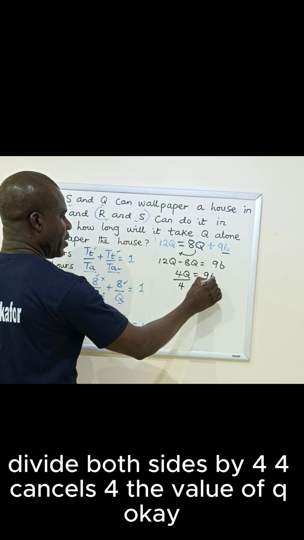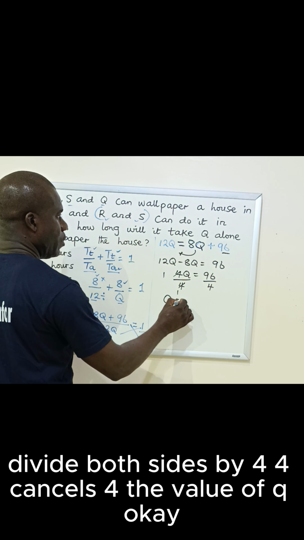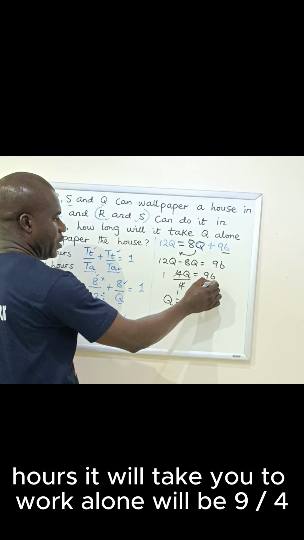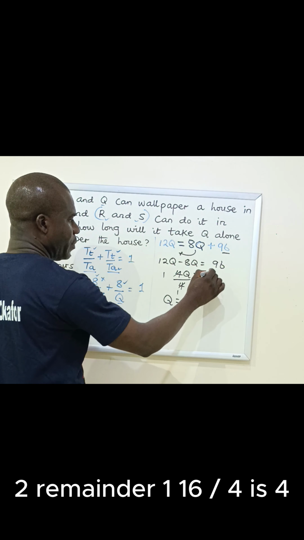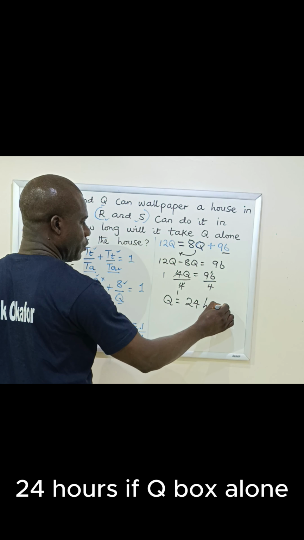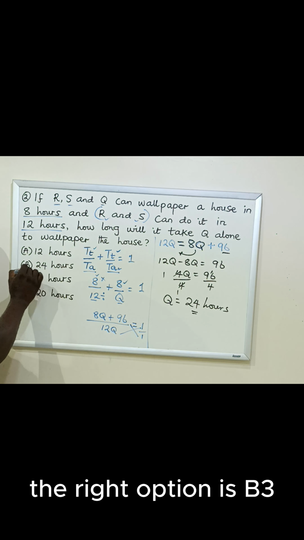Divide both sides by 4. 4 cancels 4. The value of Q, the hours it will take Q to work alone: 9 divided by 4 is 2 remainder 1, and 16 divided by 4 is 4, so 24 hours if Q works alone. If you look at the options we have, the right option is B, 3.